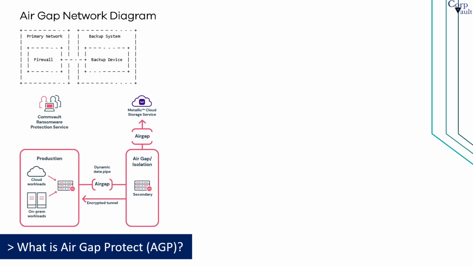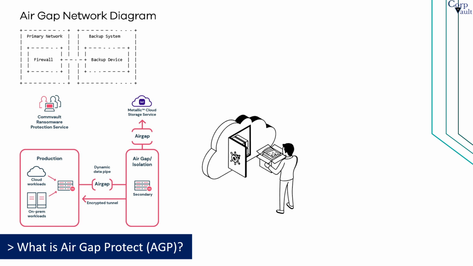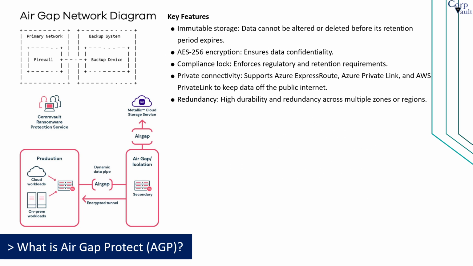What is Air Gap Protect? Air Gap Protect is not just storage. It's a security strategy. Think of it like a vault that only opens for a few minutes a day and stays completely invisible the rest of the time. To define, AGP is a fully managed, cloud-based storage target that creates a logical separation, which is air gap, between backup data and production systems. This isolation prevents unauthorized access, ransomware, or malicious actors from reaching backup copies, even if the production environment is compromised.